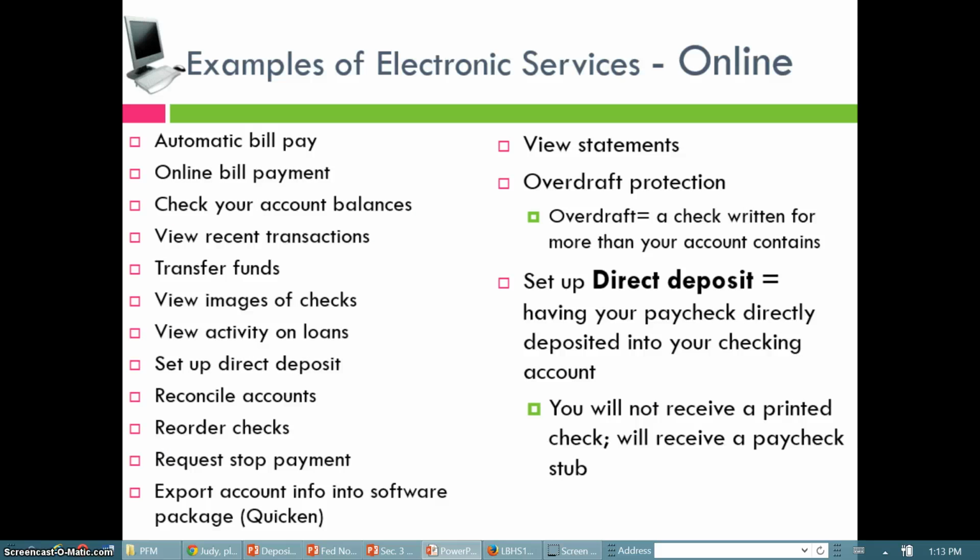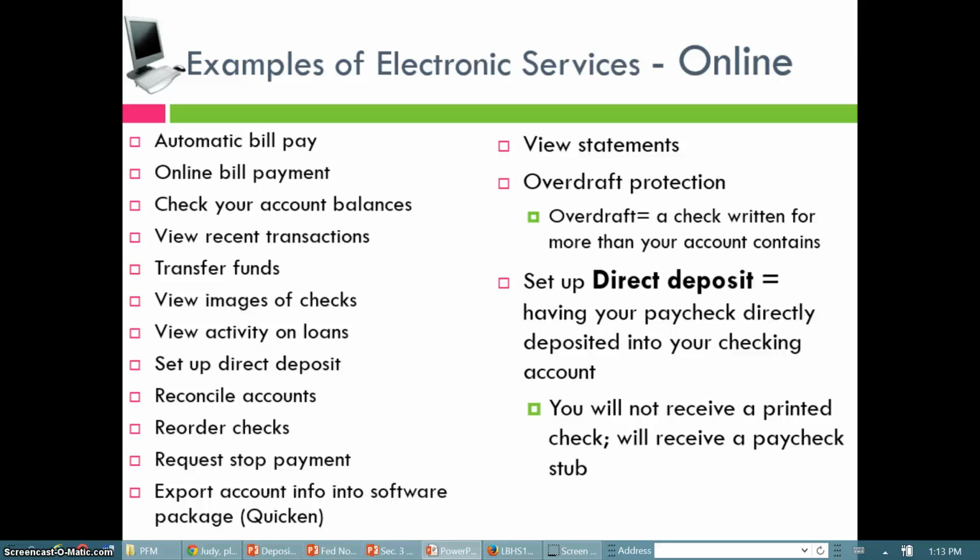Some examples of electronic services that can be found online would be automatic billing, online bill payment, and checking your account balances, and you can read through the various things. There are so many different things that you can do by using the service of online banking. You can see your statements, and you can know exactly how much is in your account at that particular time.